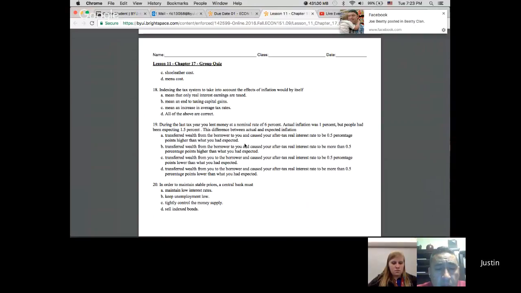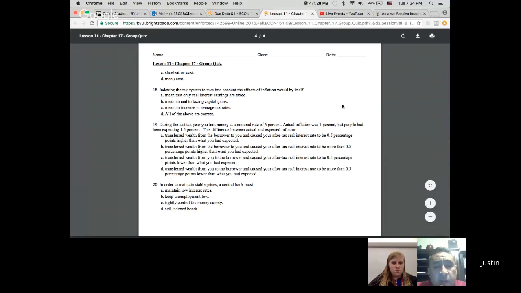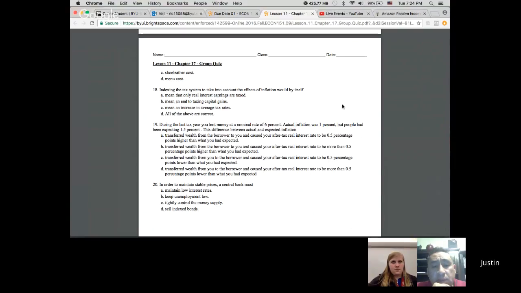Would that mean that by itself? Let's see. Well, index, because right now we're paying interest on real interest earnings, and we're paying interest on capital gains. Right. We really are paying interest on all of that through inflation. So if they do index that, which basically is an average, then it would be C. Would by itself mean an increase in average tax rates.